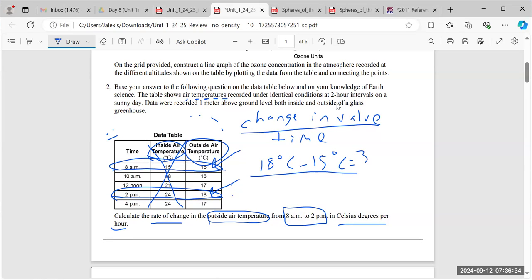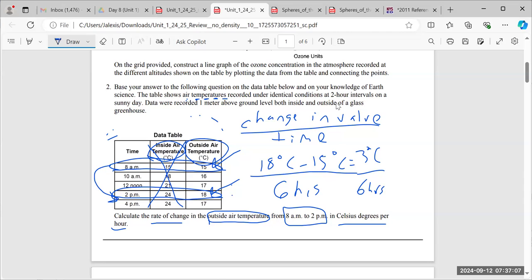And my time period from 8 a.m. to 2 p.m., that's going to be 6 hours, right? 8 to 9 is 1 hour. 9 to 10 is 2. 10 to 11 is 3. 11 to 12 is 4. 12 to 1 is 5. 1 to 2 is 6. So from 8 a.m. to 2 p.m. is 6 hours. So I'm going to put 6 hours on the bottom. And that gives me 6 hours here.